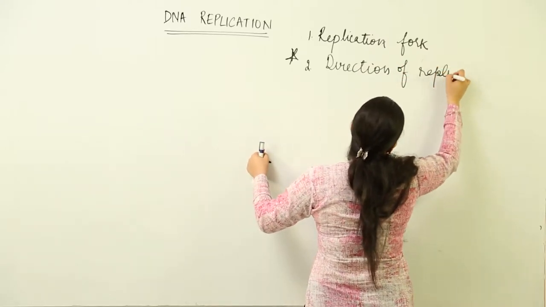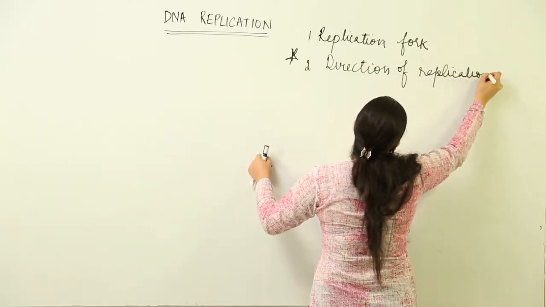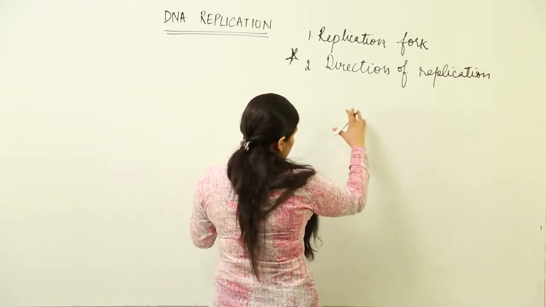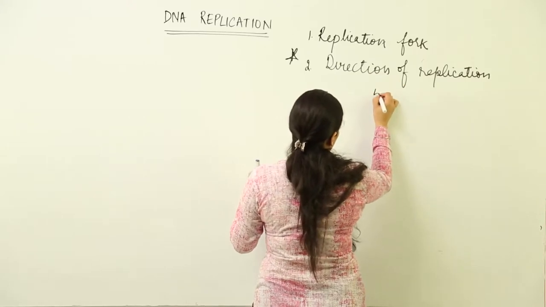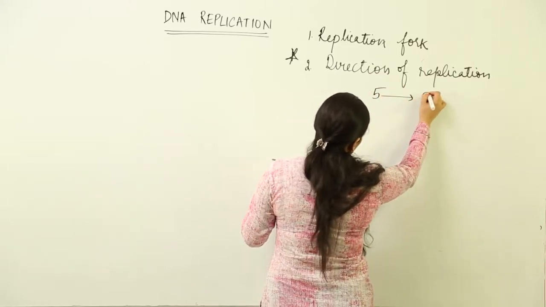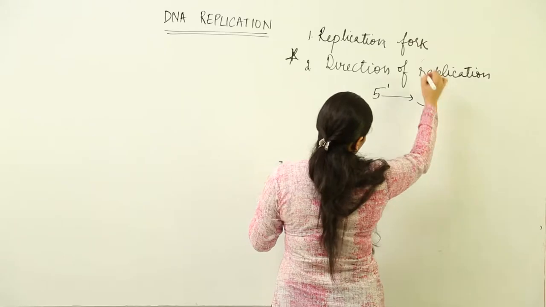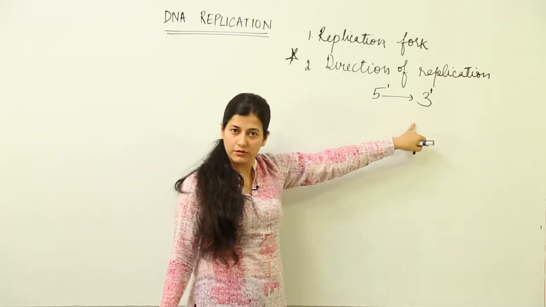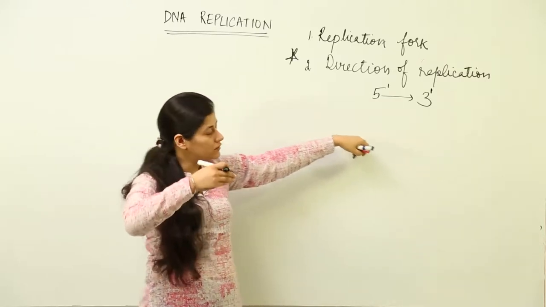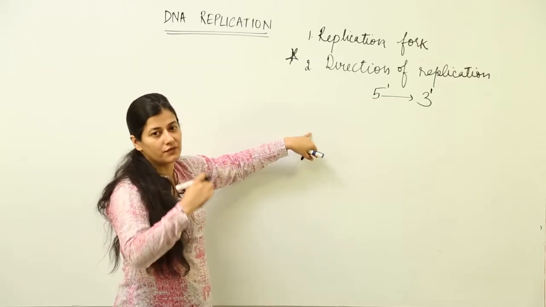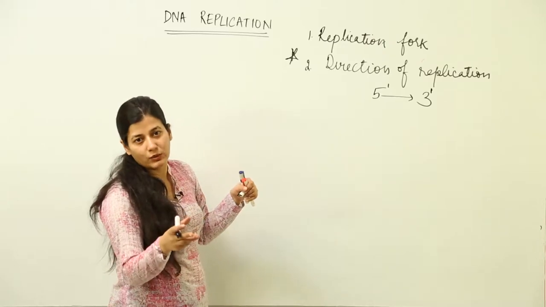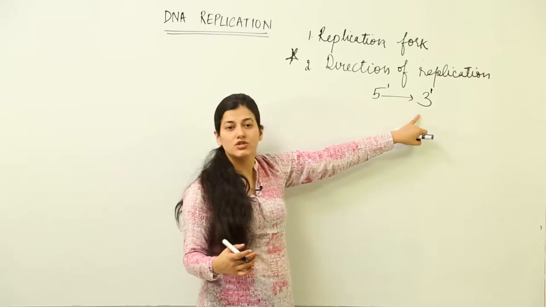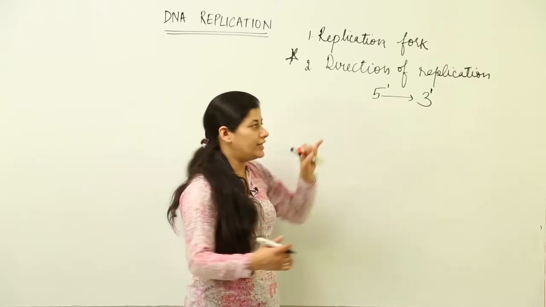What is this direction, what is the entire scenario? I would ask you to revise the structure of DNA and then come to this topic. The direction of replication is always, without any error, 5' to 3'. You know the strands of DNA have polarity. One is 5' to 3', the other is 3' to 5', and the direction of replication is always 5' to 3'.